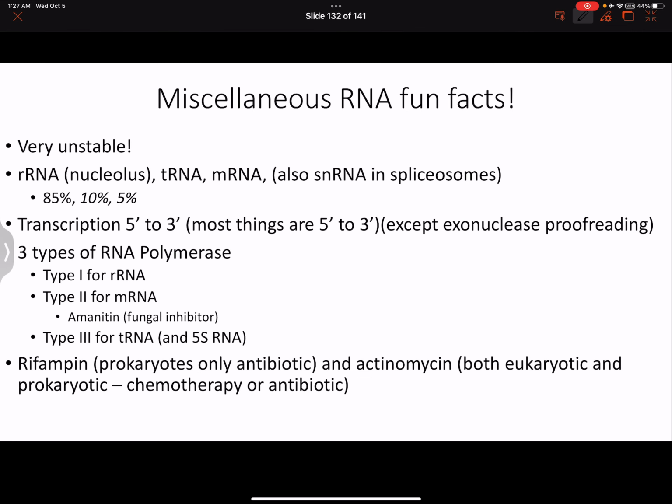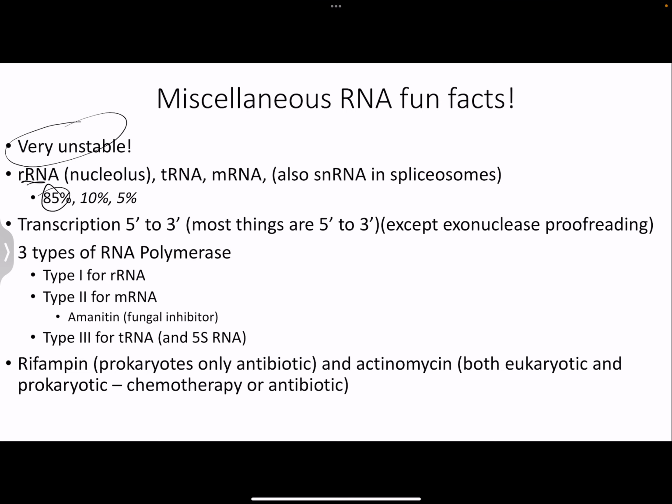All right, so RNA is very unstable. We said that it's single-stranded with a 2' OH group. So we have a couple different kinds. rRNA is actually 85% of it. I would definitely know this. So the most ubiquitous type of RNA is going to be ribosomal RNA. It's made in the nucleolus. tRNA is 10%, and then mRNA, which really gets all of the accolades, is the least common one.